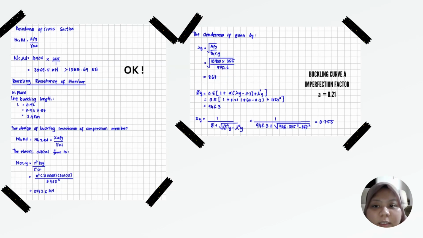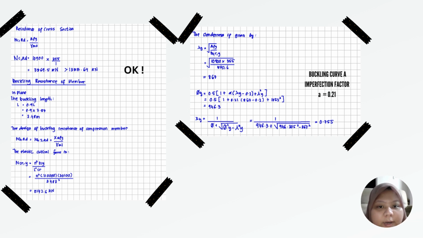Okay, for the resistance of cross section NCRD, we got 3869.5 kilonewton, which is okay. And then we go to calculate the buckling resistance of the member. L, we got 3.48 meter. And then the design buckling resistance of the compression member, NCRY, we got 5142.6 kilonewton. And then we go to the calculation of the slenderness.